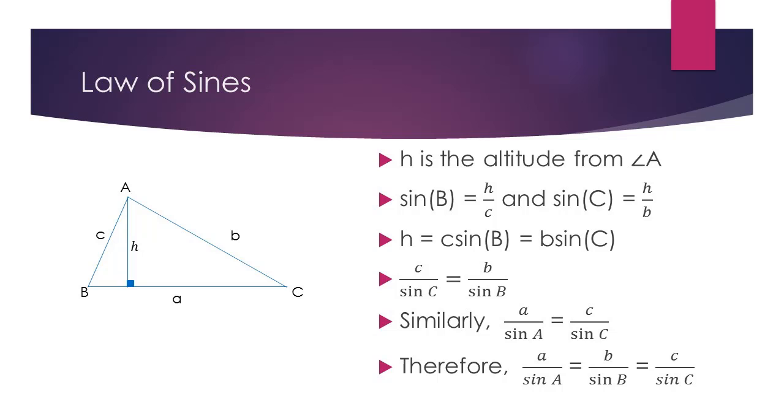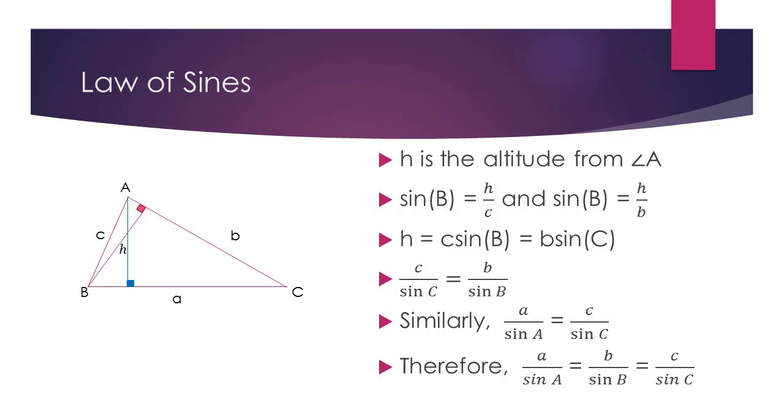Similarly, I've also drawn a pink triangle, triangle ABC, where capital A, capital B, and capital C denote angle measures, and lowercase a, lowercase b, and lowercase c denote the side lengths opposite those angle measures. This time, though, I've drawn the altitude from angle B. And as I said, similarly, we get a over sine A is equal to c over sine C. Now, putting these two together, we get a over sine A is equal to b over sine B is equal to c over sine C. And that is the law of sines.